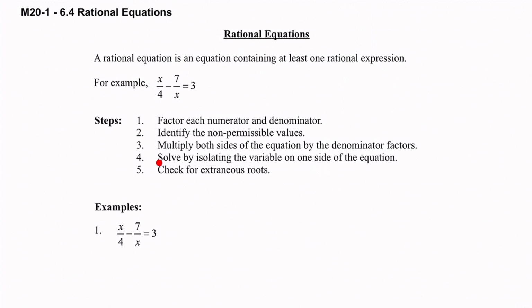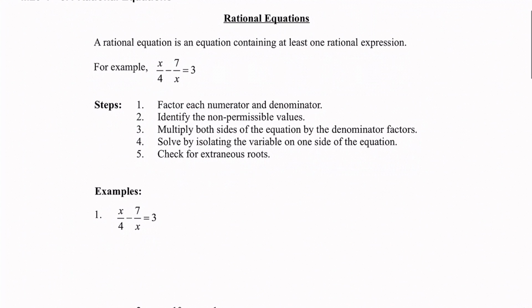So once we've done that, then we're going to solve by isolating the variable on one side of the equation, just like how we normally solve. And then at the very end, always check for extraneous roots to make sure that none of them are extraneous. So looking at number 1 first, we've got a 4 and an x in the denominator, so neither of those we can factor, and none of the numerator terms we can factor either. So I can go straight into step 2, identify the non-permissibles, or we also call those restrictions.